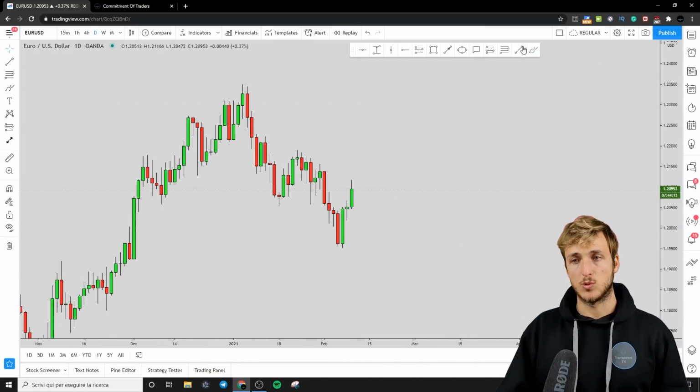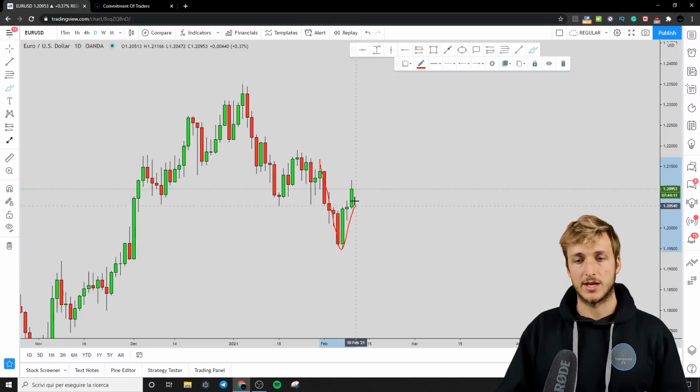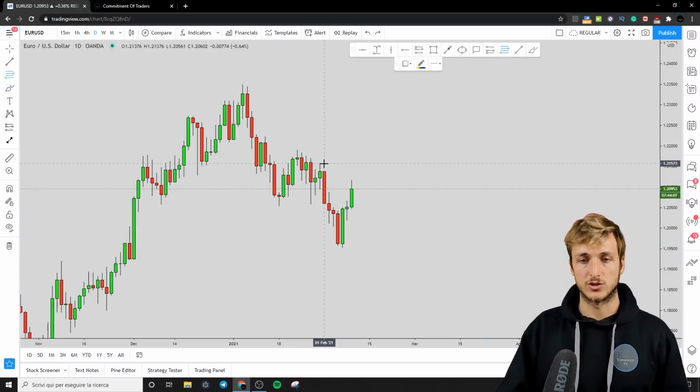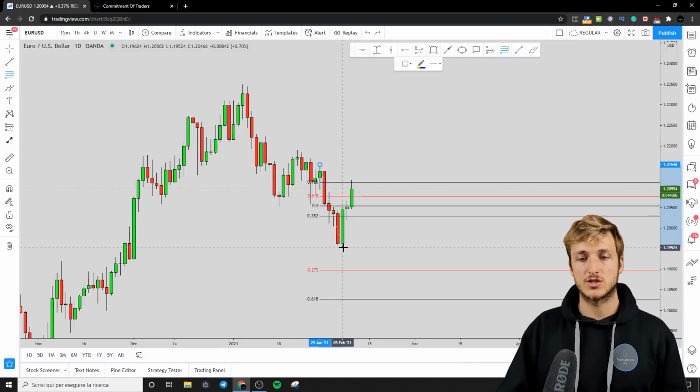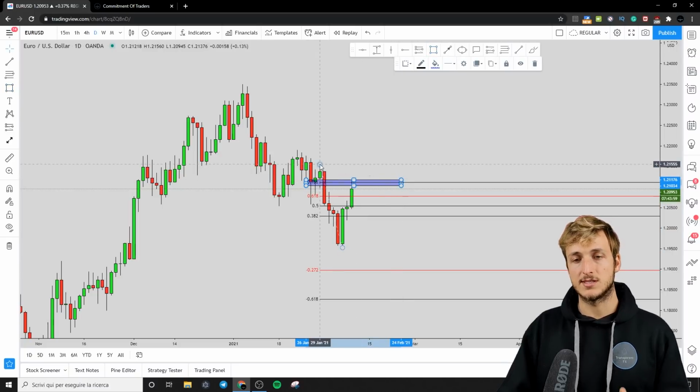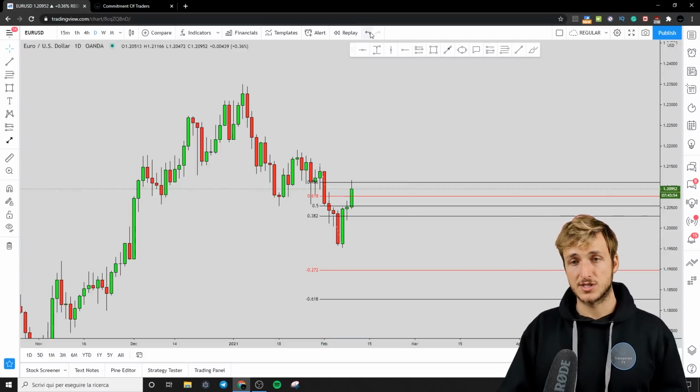Now, at the moment, as we were saying, we have a nice impulse to the downside and correction. Now, generally speaking, if we want to measure a correction, what we have to do is take our Fibonacci from the high to the low of the impulse. And we can see that at the moment we're testing exactly the 0.786 of the Fibonacci taken on the impulse, which is a strong resistance area.